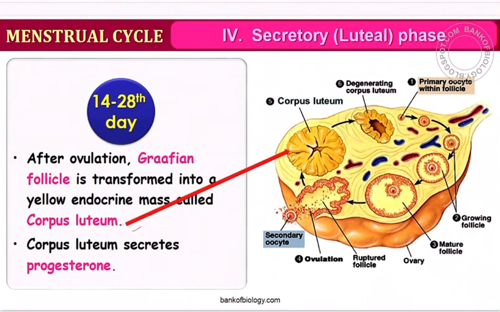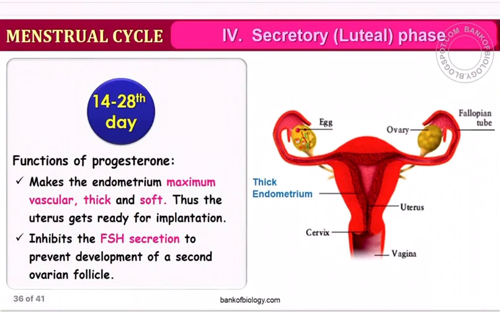And then the fourth stage, after ovulation. Once ovulation takes place, the graafian follicle is transformed into a yellow endocrine mass called the corpus luteum. So once the functional ovum comes out of the ovary and enters the fallopian tube, the remaining tissue becomes the corpus luteum. The corpus luteum's function is to secrete another female sex hormone called progesterone. So we can see the corpus luteum, and then there is a surge of the progesterone hormone.